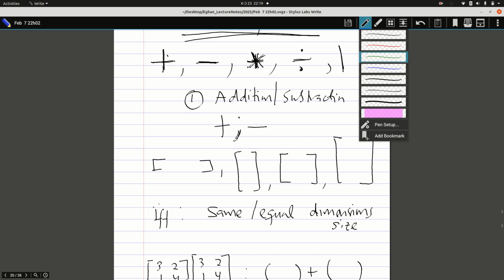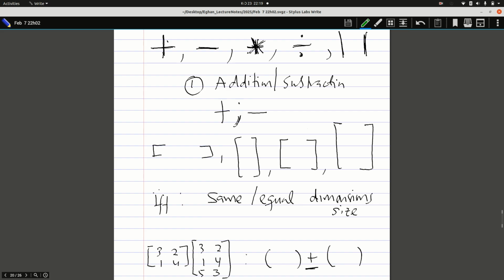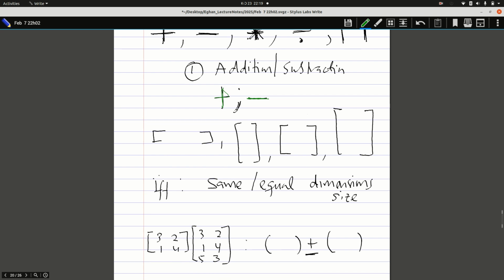Let's first start with addition or subtraction of matrices. Addition is this sign and subtraction is that sign. We already know that. And what kind of matrix can we add or subtract? We can deal with a row matrix, a column matrix, a square matrix, and then a rectangular matrix. We already know this from the previous lecture slide.